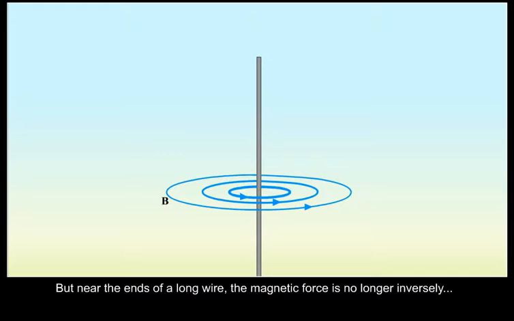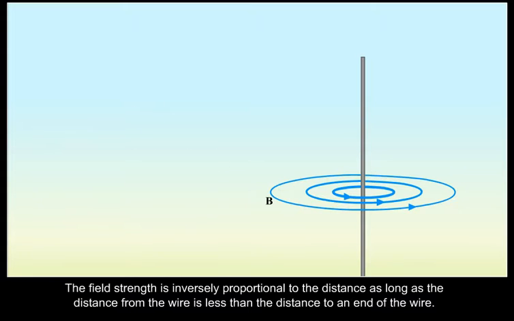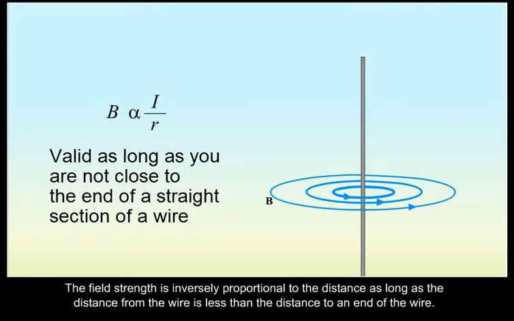But near the ends of a long wire, the magnetic field is no longer inversely proportional to the distance from the wire because of distortions to the symmetry of the field. The field strength is inversely proportional to the distance as long as the distance from the wire is less than the distance to an end of the wire.